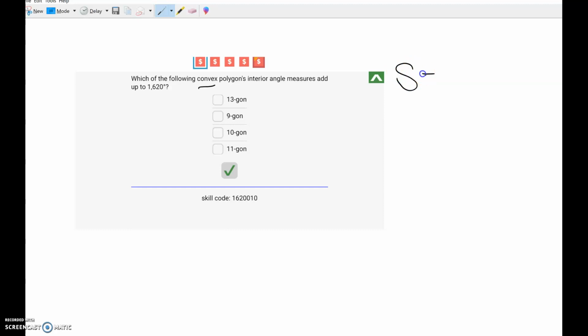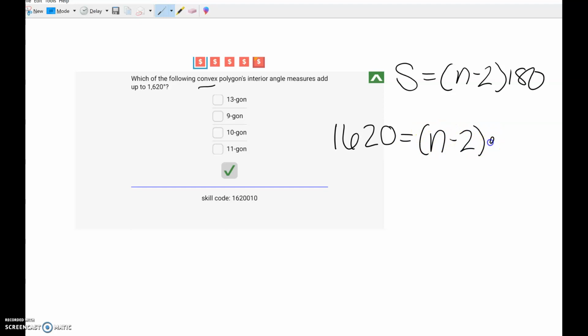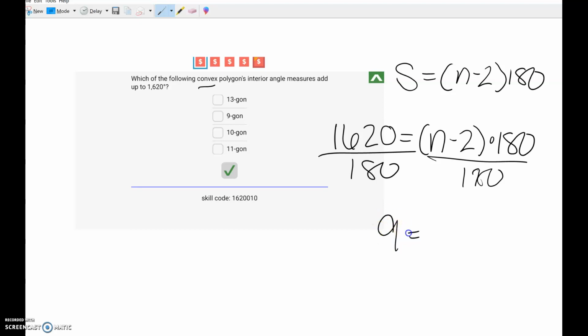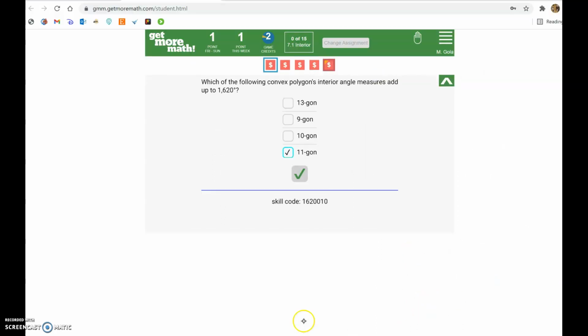Our interior sum S is equal to n minus 2 times 180. If we have an interior sum of 1620, we are just going to solve this backwards. First, we divide by 180. 1620 divided by 180 is 9, so 9 is equal to n minus 2. We add 2 on both sides, so n is equal to 11. So the answer is 11.